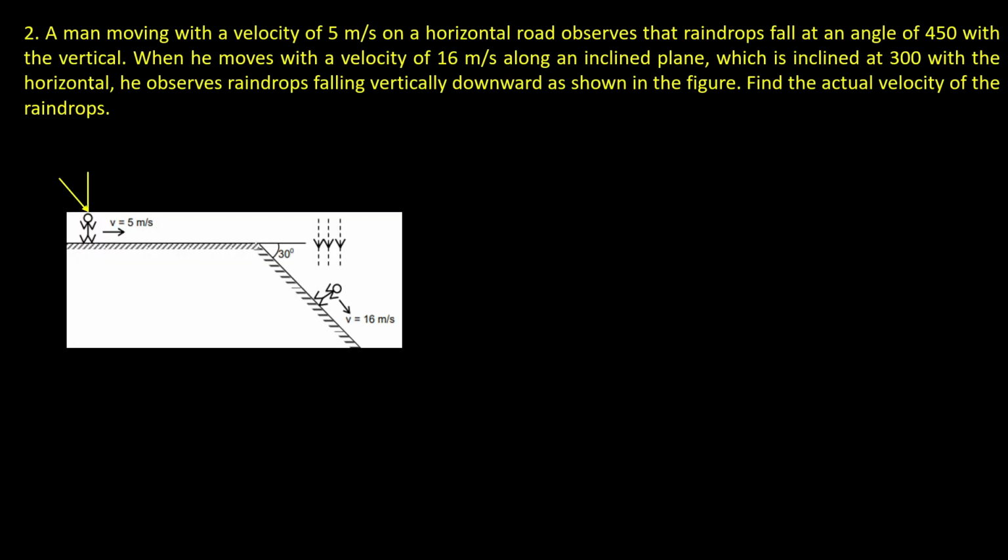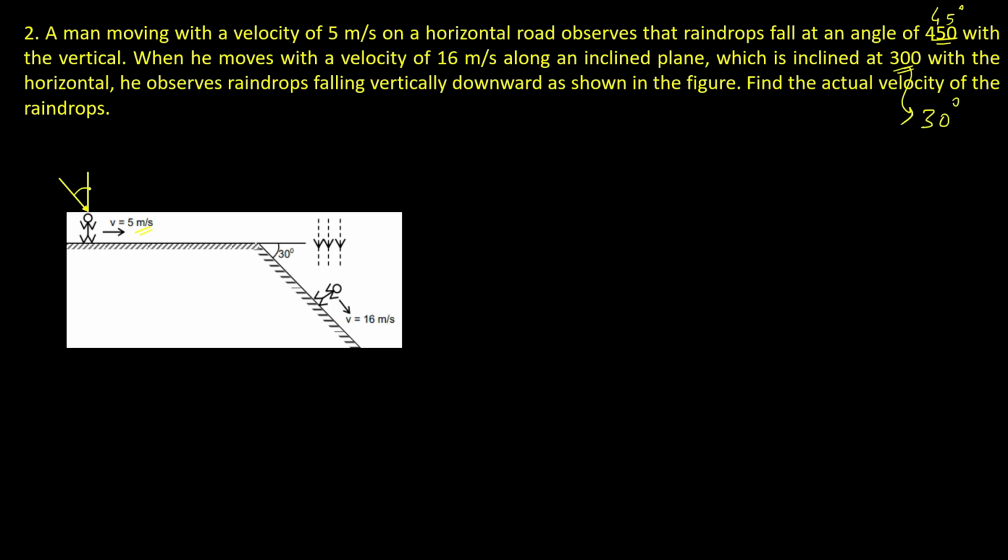So the next question is: a man moving with a velocity of 5 meters per second, as shown over here, on a horizontal road observes that raindrops fall at an angle of 45 degrees with the vertical. This is actually 45 degrees, not 450, and this is 30 degrees, not 300. Okay, this is 45 degrees and this is 30 degrees with the horizontal.